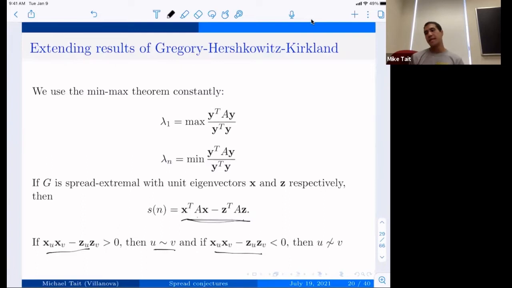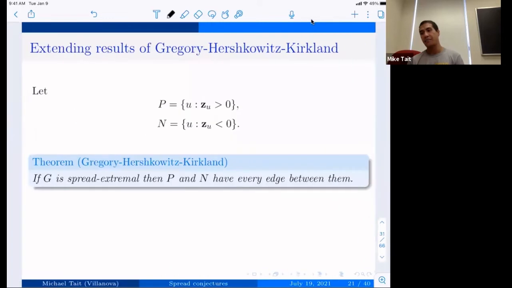Okay, so what that means is that once you know the eigenvectors, your graph is determined. There's some small thing like if this quantity is 0, then maybe you're not sure what's happening, but you can actually show that this quantity is never 0 in the extremal graph. Okay, so this idea allows you to say that the extremal graph is a join. So this is in the original paper.